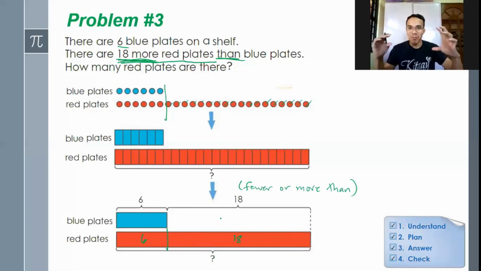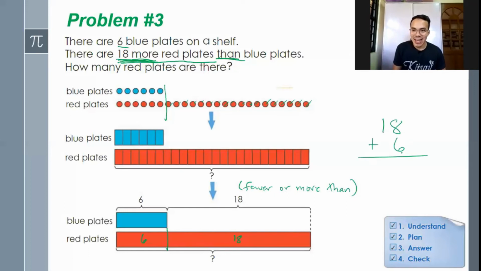Yeah? When we put the parts together, we have to add these parts. So we add 18 and 6. 8 plus 6 is 14. And then 1 plus 1 is 2. Therefore, there are 24 red plates.